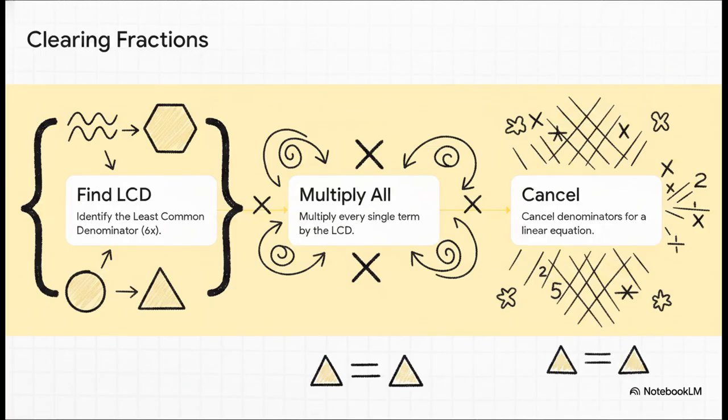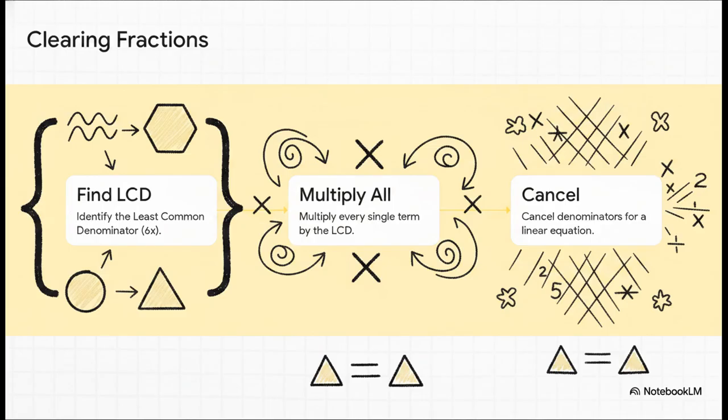Next, using the multiplication property of equality, we multiply every single term on both sides of the equation by 6x. It's actually really satisfying because the denominators cancel out beautifully. 6x divided by 3 leaves 2x. 6x divided by x leaves 6.